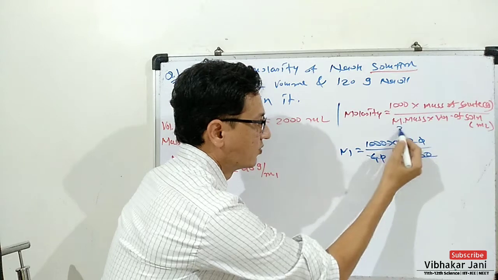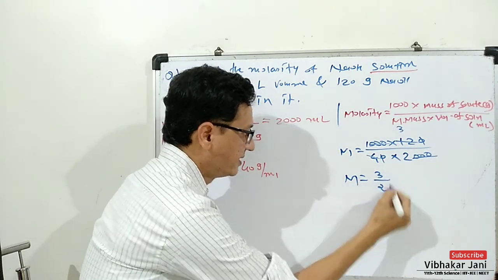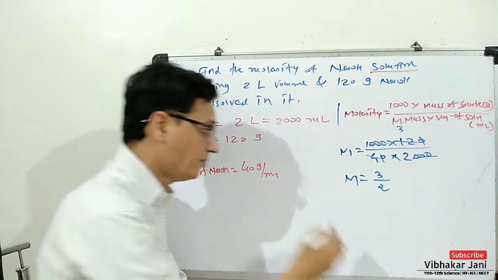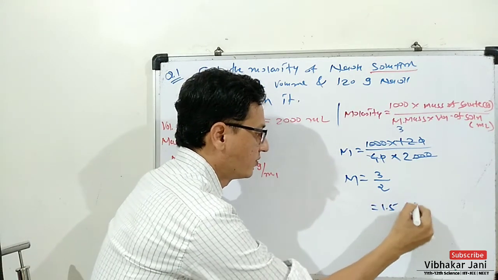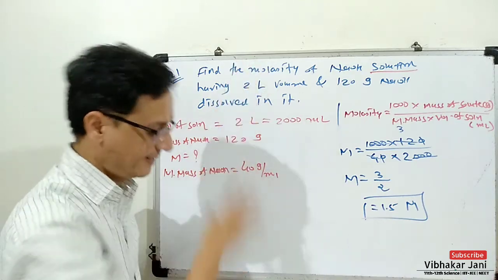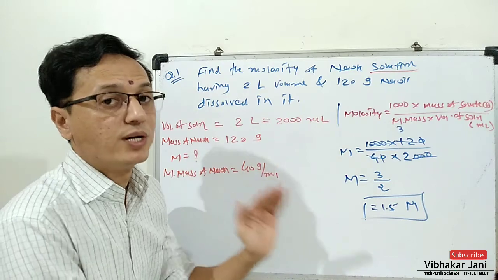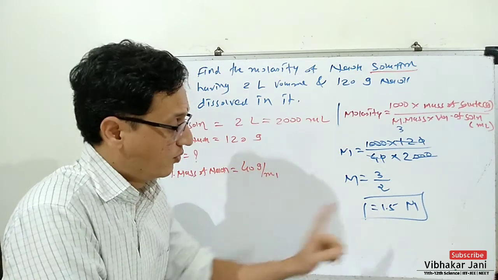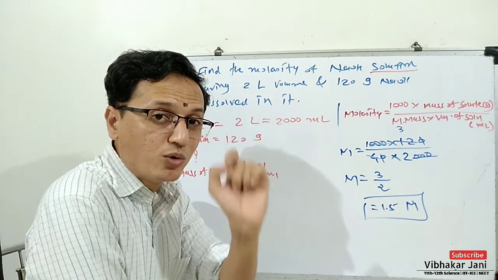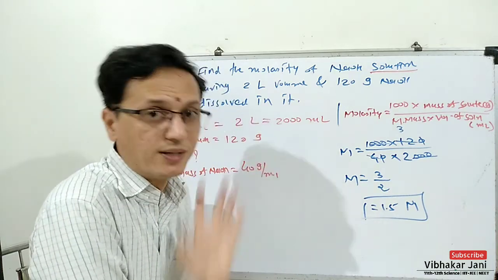4 3s are 12. So molarity is finally 3 by 2 molar, and 3 by 2 means 1.5 molar. So this is our answer. The molarity of this NaOH solution is 1.5 molar. That means 1.5 mole NaOH is present in each liter of this solution.